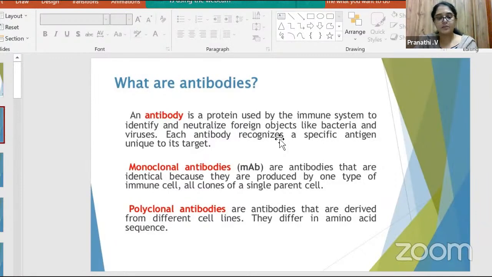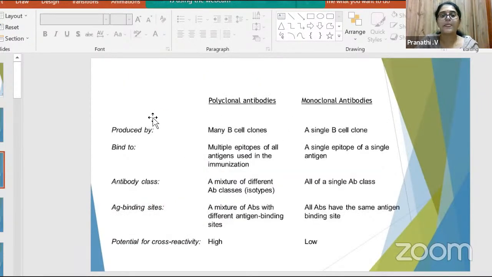Monoclonal antibodies are those antibodies which are identical in nature because they're produced by only one type of immune cell. So all the clones, all the cells that come from a single parent cell, are identical. Again, polyclonal antibodies are also present. They are derived from different cell lines, and they differ in their amino acid sequences. So again, you can see the differences between monoclonal and polyclonal antibodies.